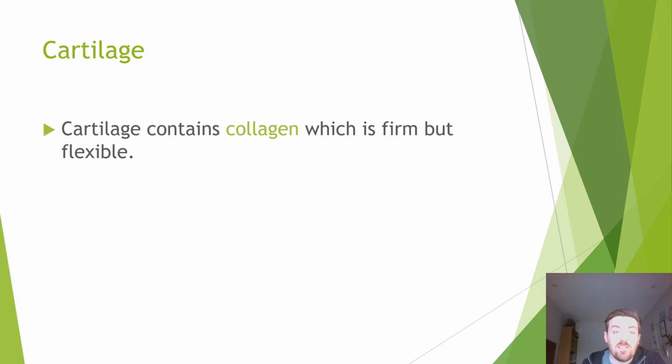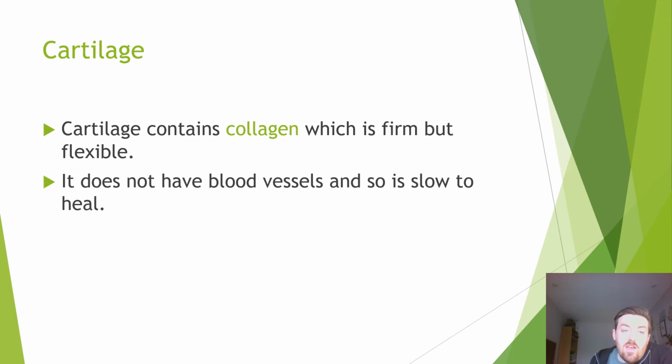All right, cartilage. So what is it? Cartilage contains collagen, which is firm but flexible. All right. It does not have blood vessels and so is slow to heal. So as a funny coincidence, cartilage is something I'm actually getting repaired tomorrow on my knee because it doesn't have blood vessels. It takes so long to heal. This happened to me 9 years ago and I still have to get it repaired.